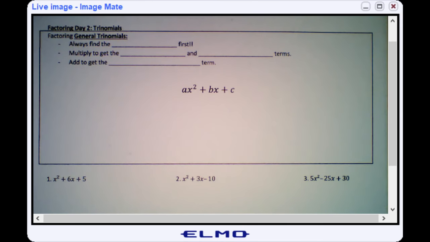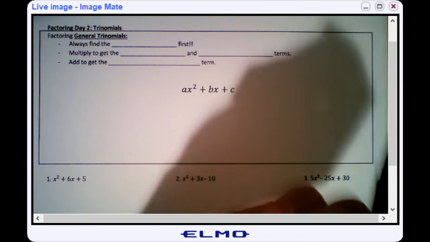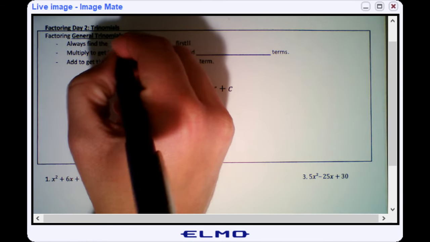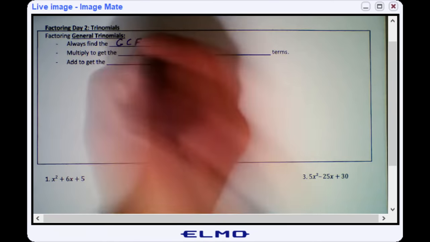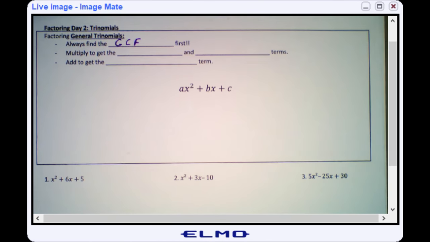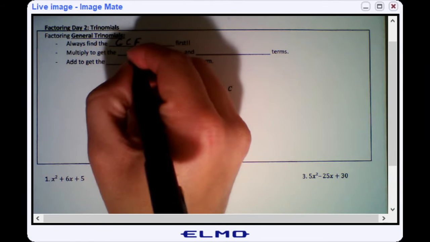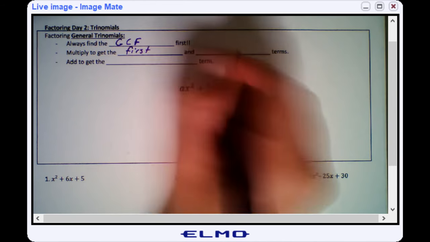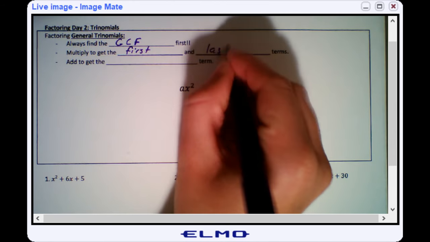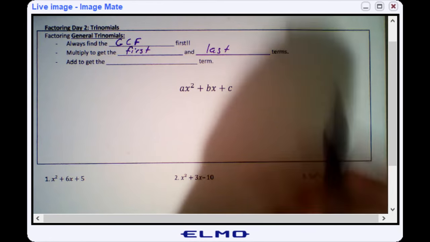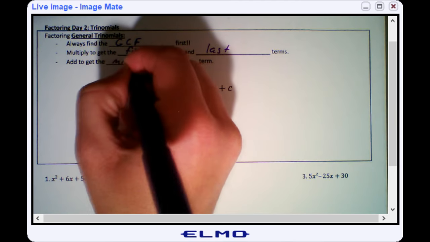Today we're going to talk about factoring trinomials. We are always going to find the GCF first. If it has a GCF, it'll make our life way easier. So always check that. Then we're going to multiply to get the first and last terms, and we're going to add to get our middle term.